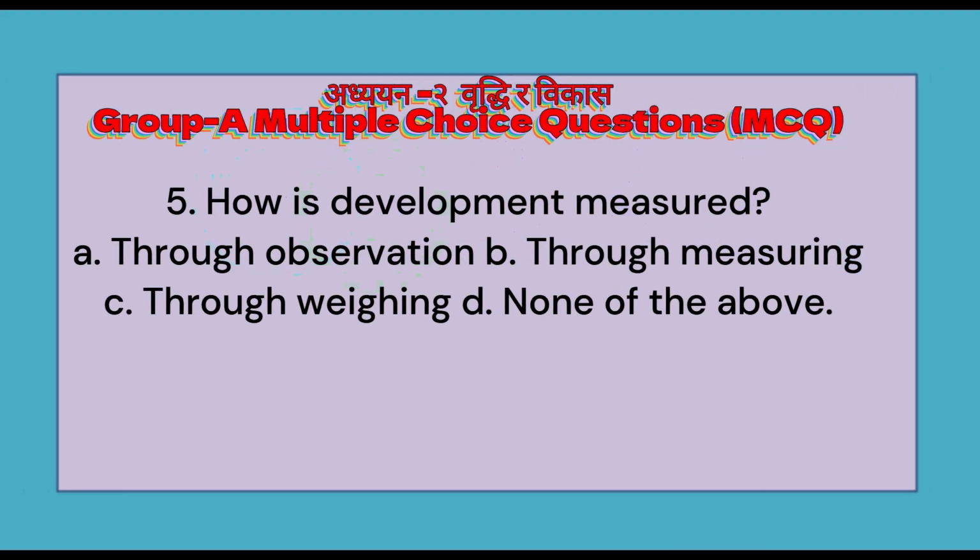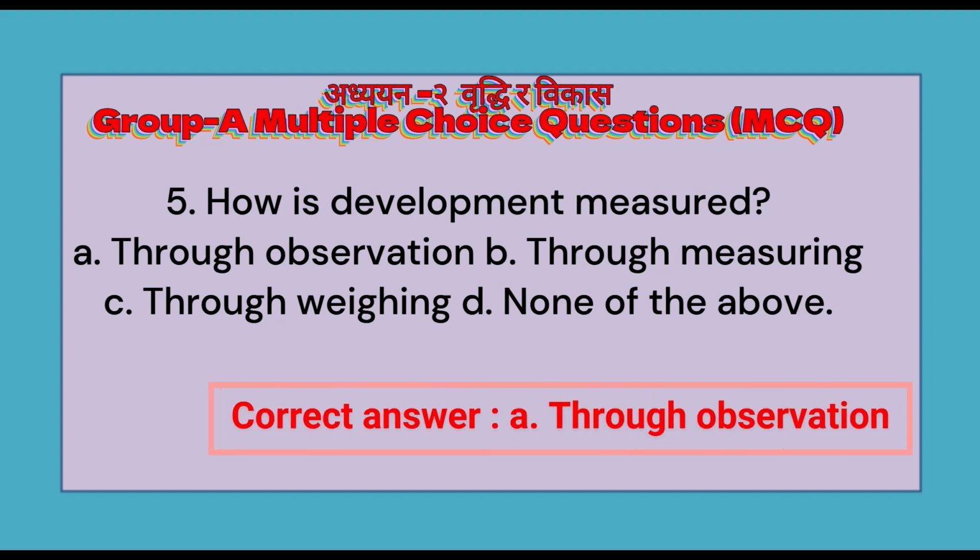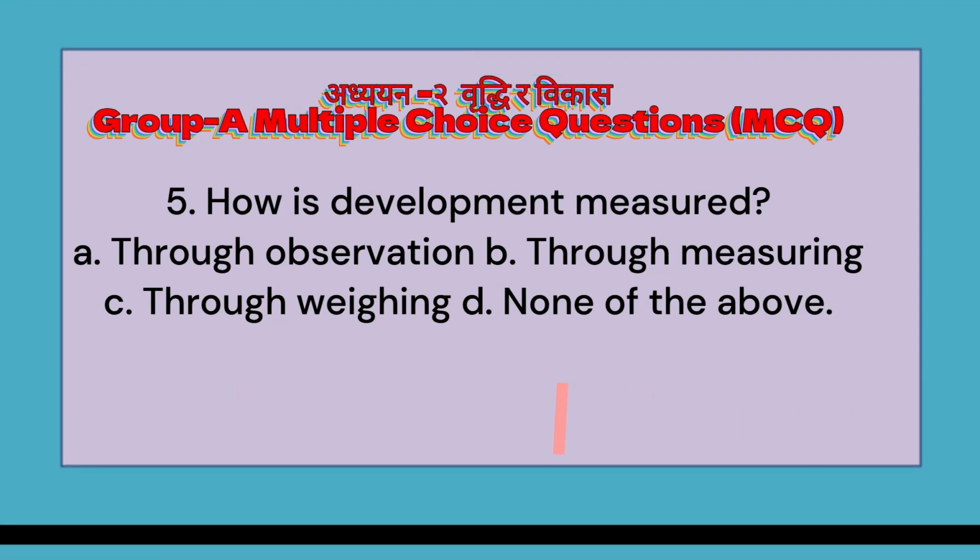5. How is development measured? A. Through observation. B. Through measuring. C. Through weighing. D. None of the above. Correct answer: A. Through observation.